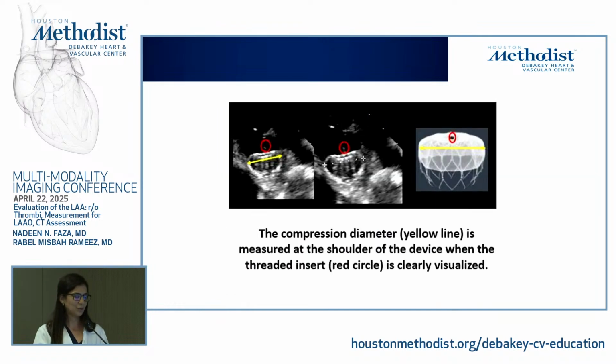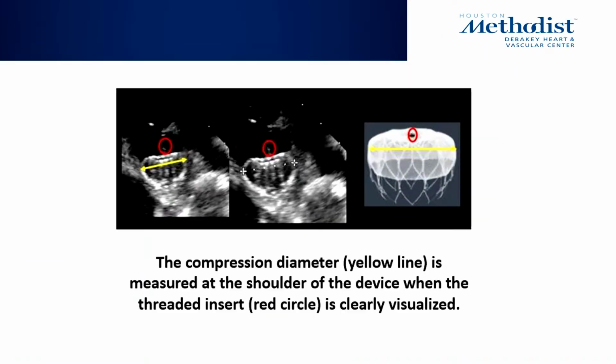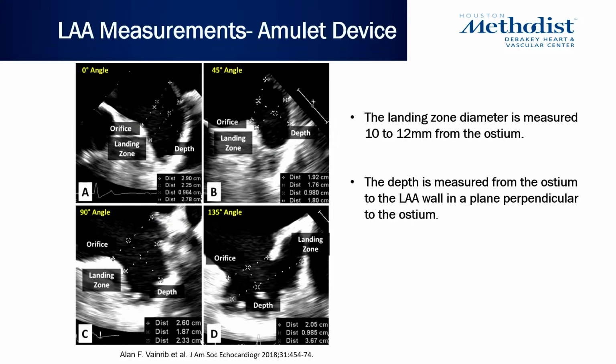And once the device is deployed, and we'll talk about this a little bit more, then you want the device to be compressed. And the compression diameter is this one right here, which is measured at the shoulder of the device when that threaded insert is clearly visualized. So you want to see about 10 to 30% compression of the device in the left atrial appendage to make sure it's stable in place.